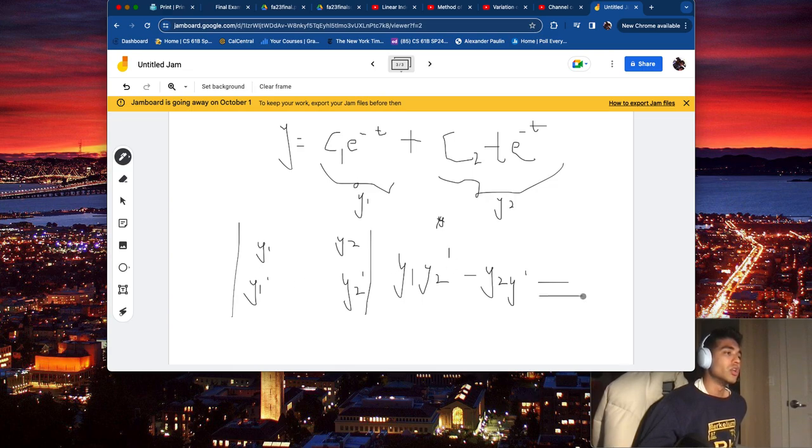So we clearly know that this is not going to be equal to 0. But if this was equal to 0, we would know that they are linearly dependent, because y2 would be a scalar multiple of y1, but that is not the case.